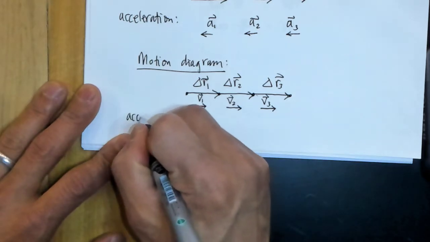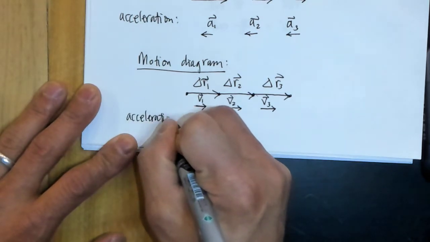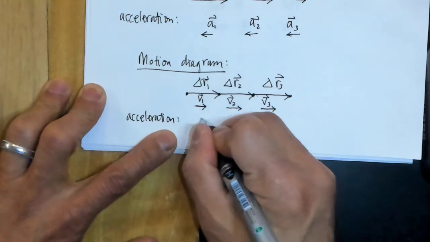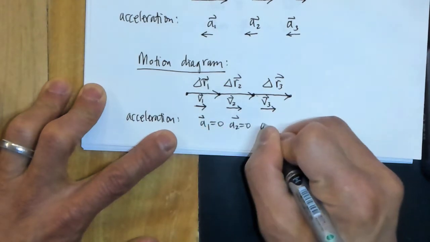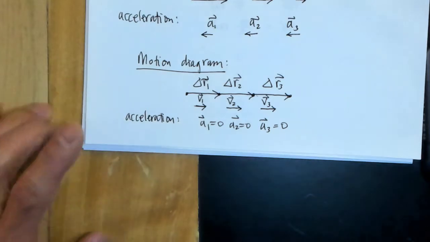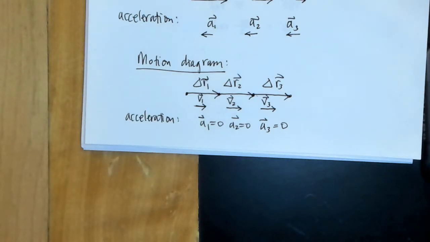And the acceleration in this case, what was the acceleration? 0. So a1 equals 0, a2 is equal to 0, a3 is equal to 0 because the velocity doesn't change. Questions about this?